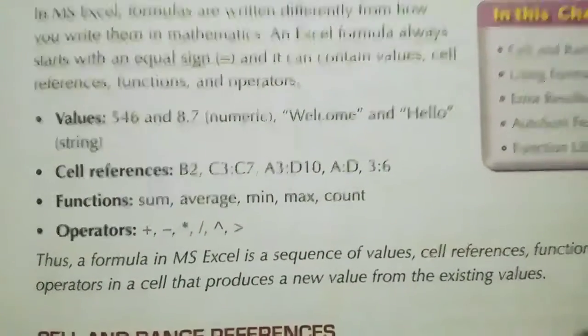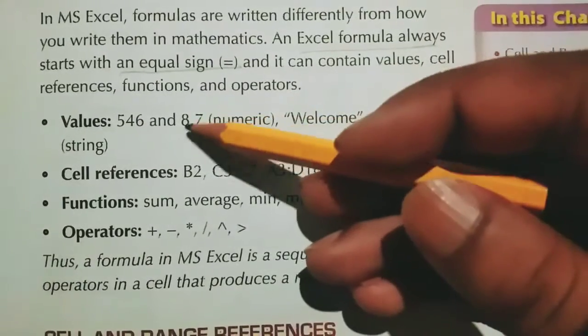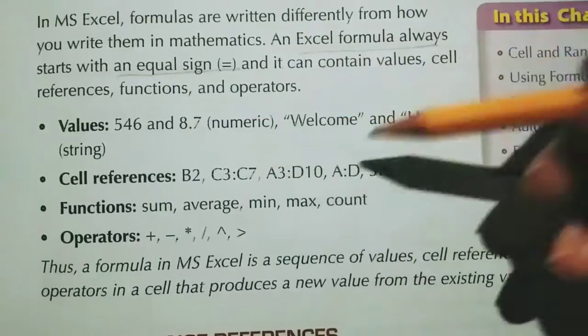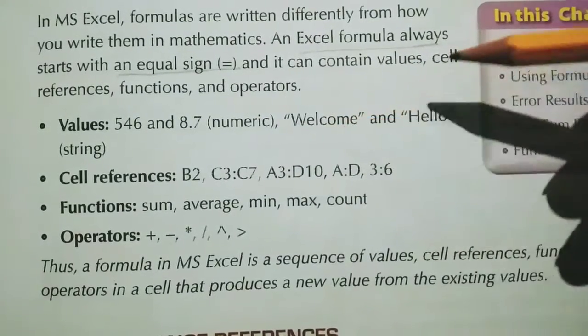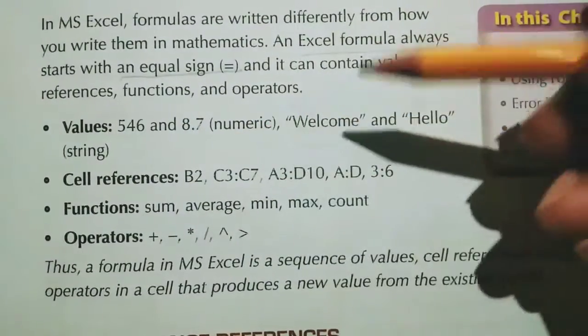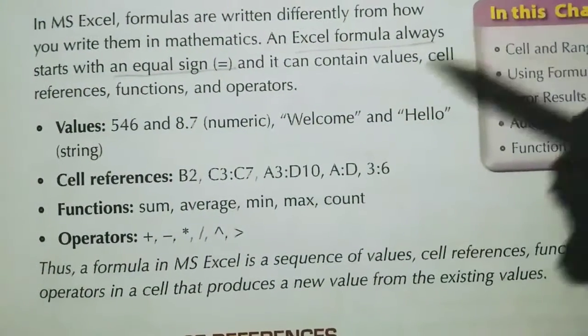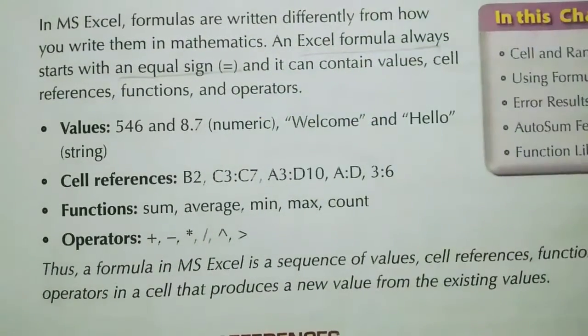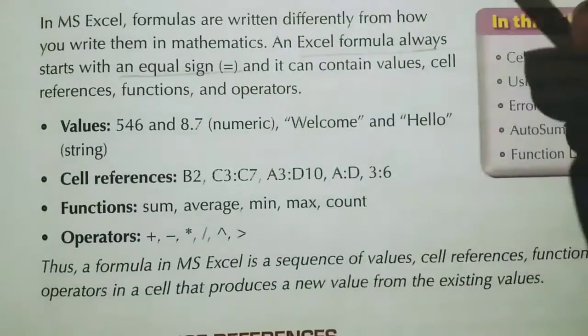See, one by one it is written in detail. Values means what? 5, 4, 6, 8.7. These are the numeric values. And these are the string values: Welcome, hello. String means the words, the letters. That is called a string value. And numeric means the number values. Understood? These are called the values.